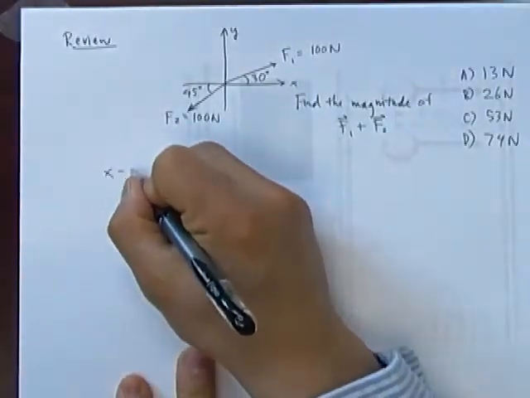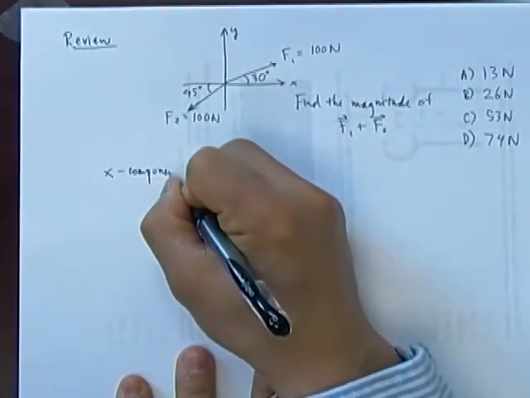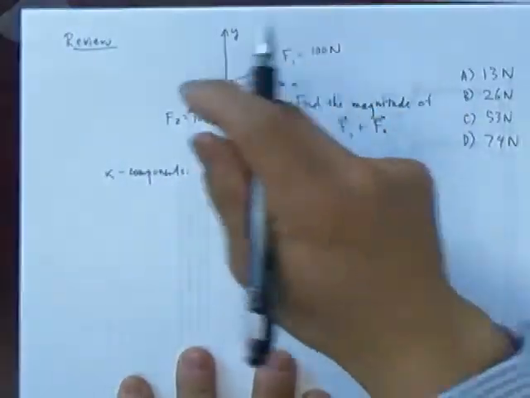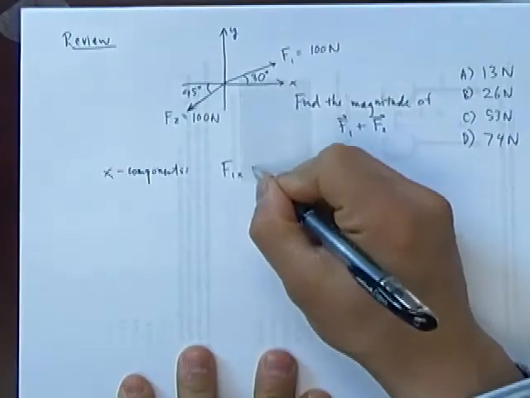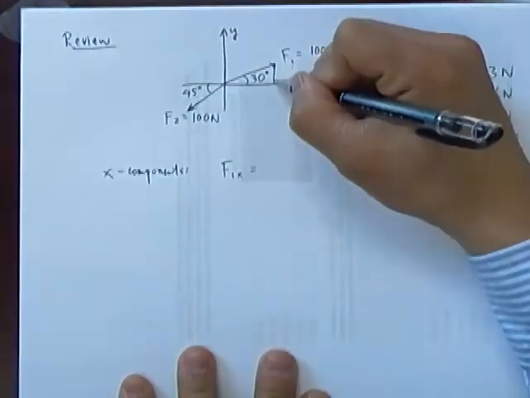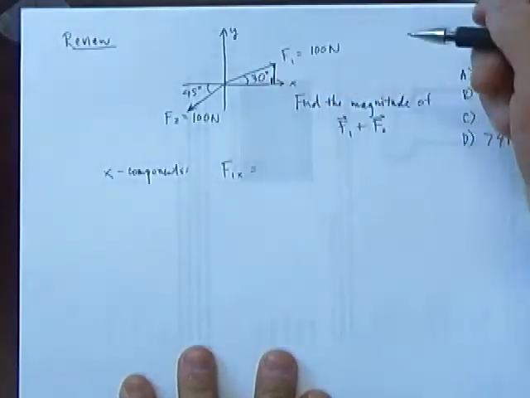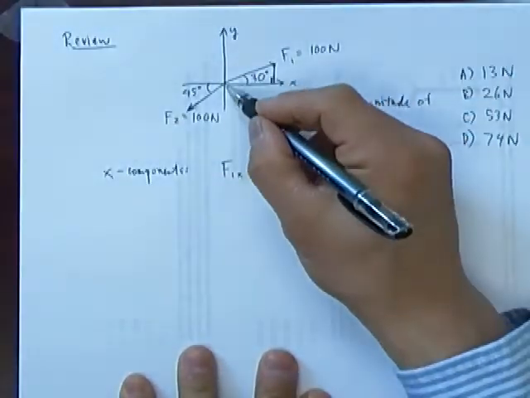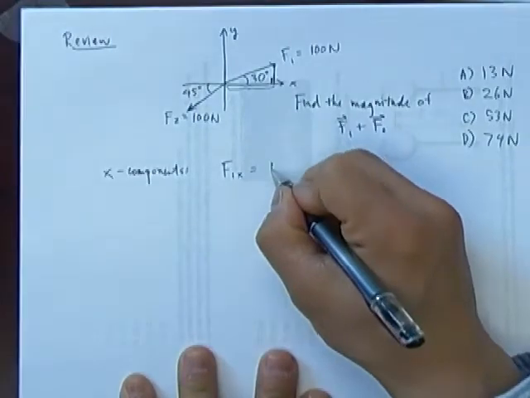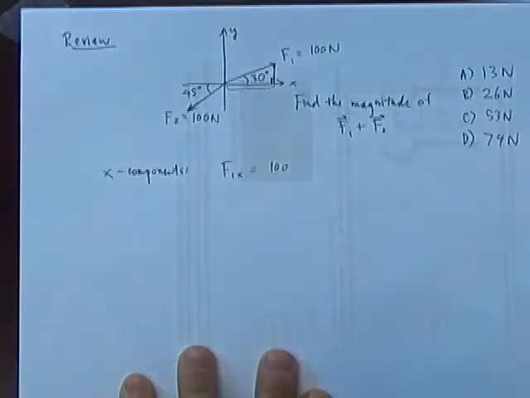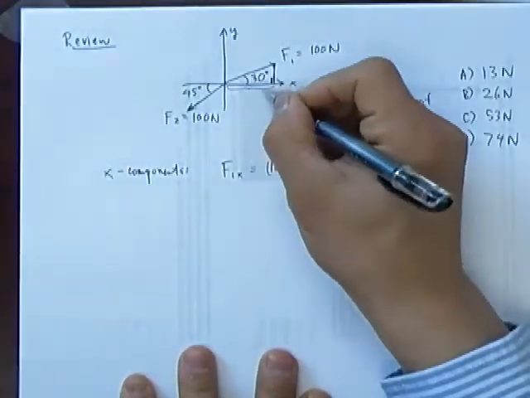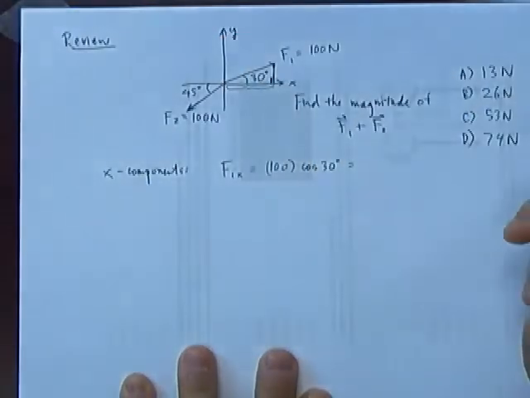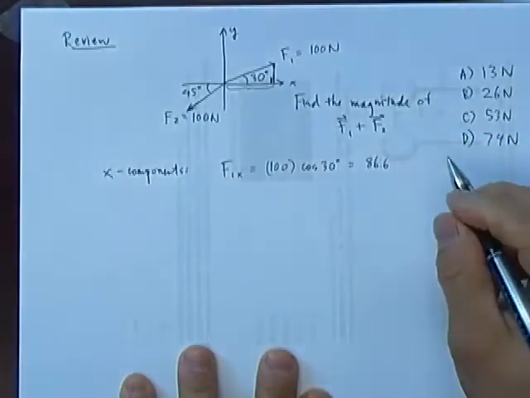Alright, now let's go through the solution. Let's do the x components first. Remember, we can't just add the magnitudes together, we have to add the components of the vectors together. So F1 in the x direction. We have our little right triangle. Remember, the vector must be the hypotenuse of the triangle. This will be the x component. So we will have 100, let's drop the newtons just to make life easy, 100 times the cosine of 30, because that's the adjacent side to this angle. And so we have 86.6.